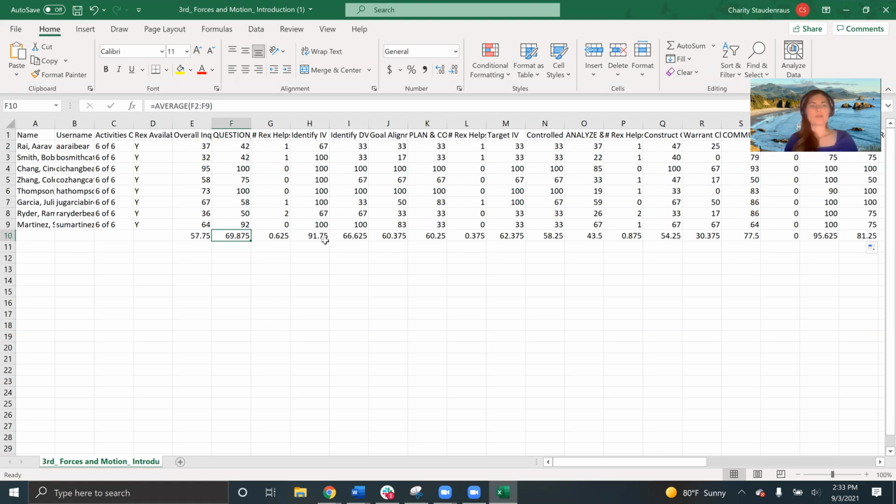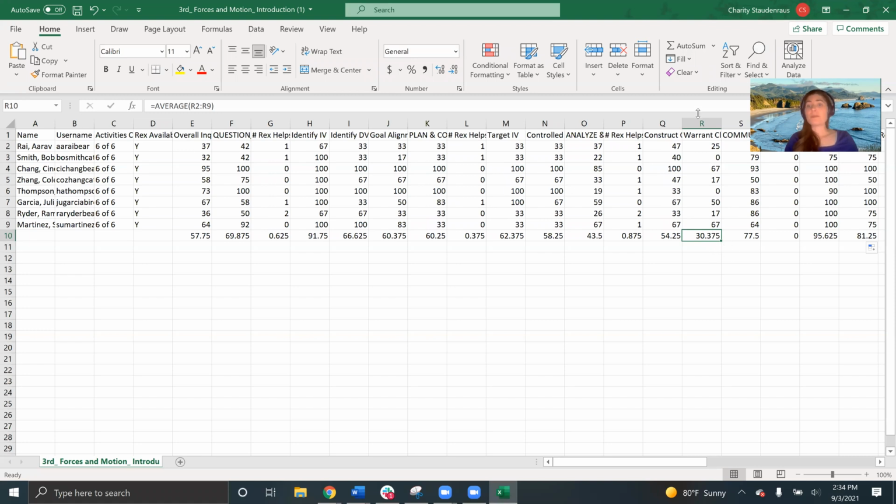I'm doing pretty good at identifying the independent variable, struggling with goal alignment. Planning and conducting, we're doing okay, not as well as question formation. On average, we're needing less than 1 Rex help. Targeting the independent variable, we're doing okay, but controlling our investigation, not as good. Analyzing and interpreting, we're struggling. Warranting claims is really where we're struggling.